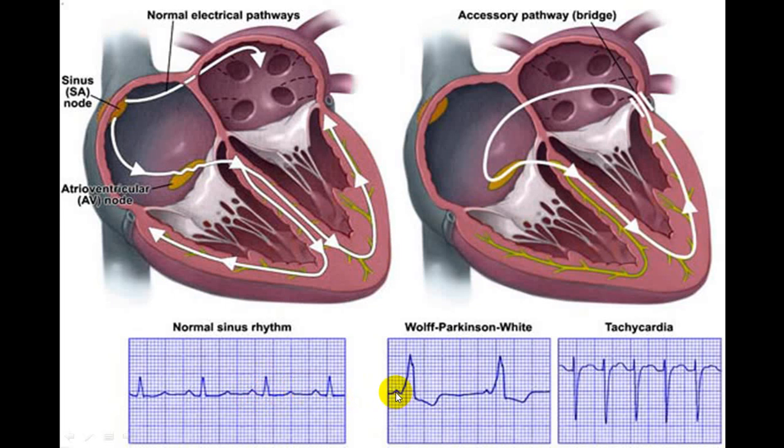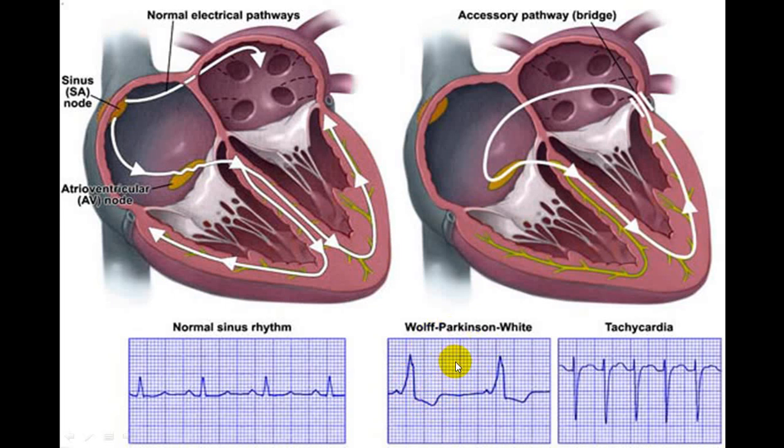Here you can see a short PR interval. P wave is just before the QRS complex. So it is a short PR interval, broad QRS complex. And on this ascending limb, you will have a delta wave. This is called Wolff-Parkinson-White syndrome. And usually the T wave is in the opposite direction. This is classical WPW syndrome.